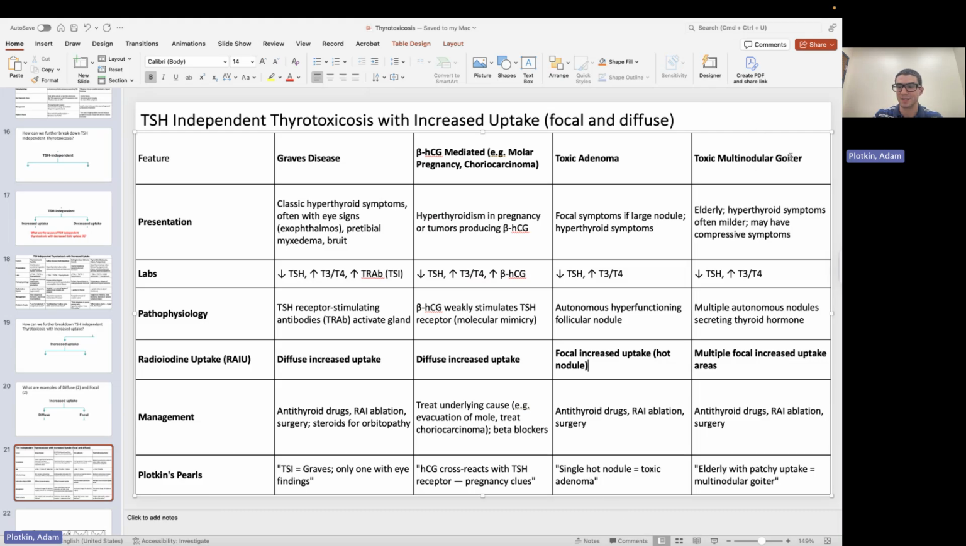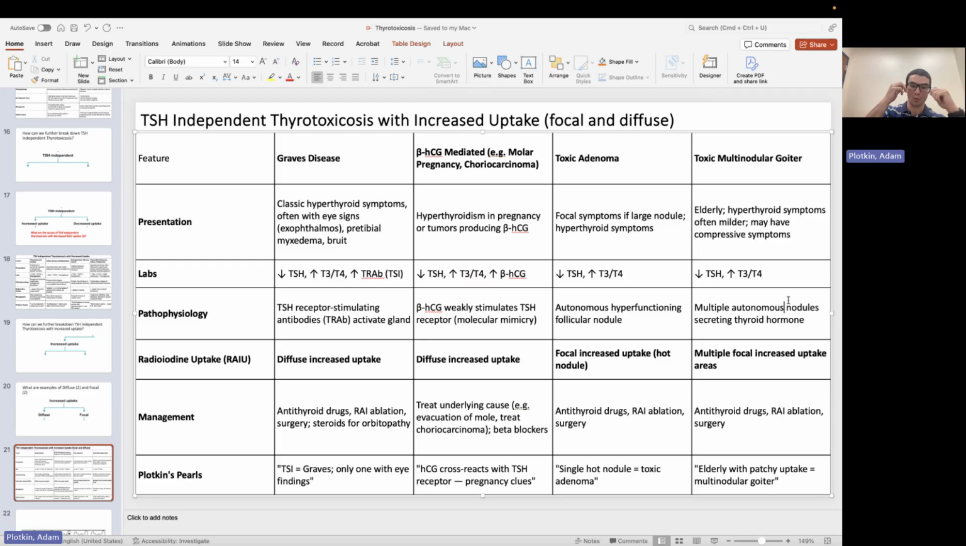And then lastly, the toxic multinodular goiter. So again, in this case, instead of just one nodule, we see multiple nodules. So we've got multiple different nodules that are going to secrete increased amounts of T3, T4, feedback, shut down TRH, shut down TSH.